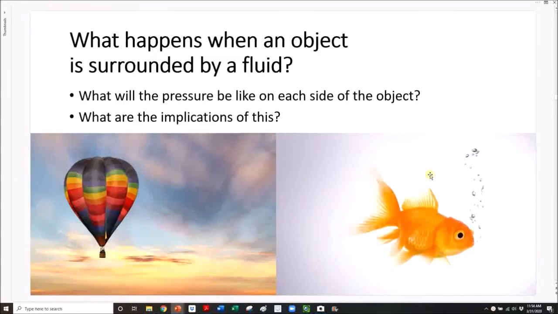Hey, what happens to an object when it's surrounded by a fluid? What will the pressure be like on each side of the object, and what are the implications of this? Because this goldfish here is submerged in a fluid, it's going to get pressure on it from all sides. Same with this hot air balloon. It's going to get external pressure from the atmosphere.